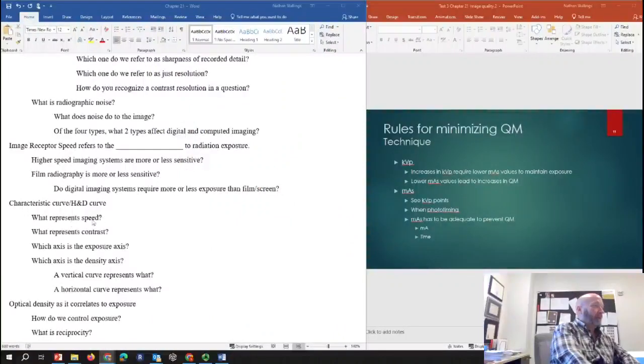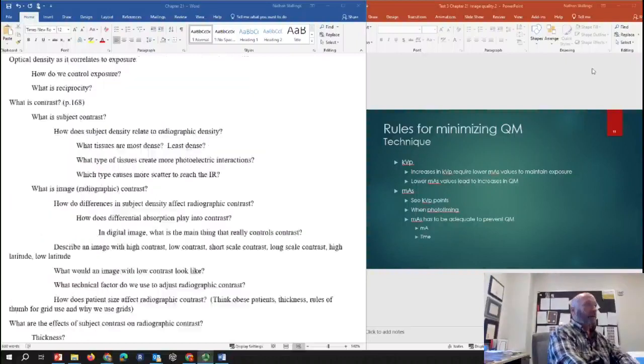All right, so what represents speed? That would be the speed point at 1.0 plus base plus fog. What represents contrast? That would be the straight line portion, how vertical it is. The exposure axis is the horizontal axis. The density axis is the vertical axis. Vertical curve means high contrast. Horizontal curve means low contrast.